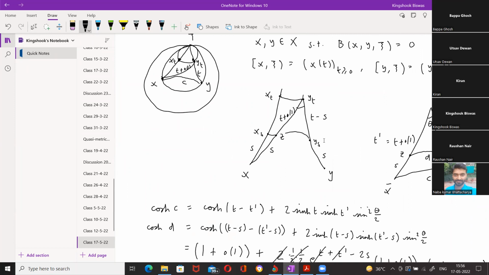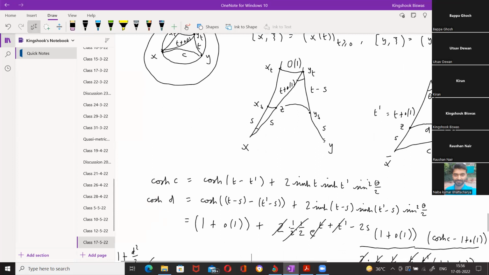Because they're both geodesic rays with the same endpoint in the boundary. So this is big O of 1, right? And then if I look at the comparison triangle for x, xt, yt, then basically this angle at x will be very small and s is fixed. So the distance between xs and z will go to 0, right? Is it clear? Yes.